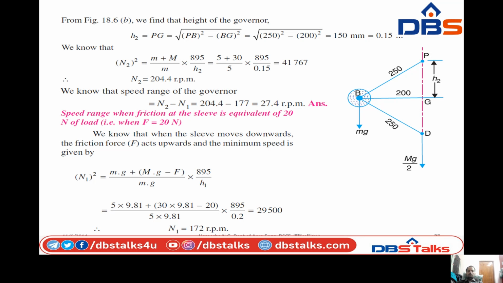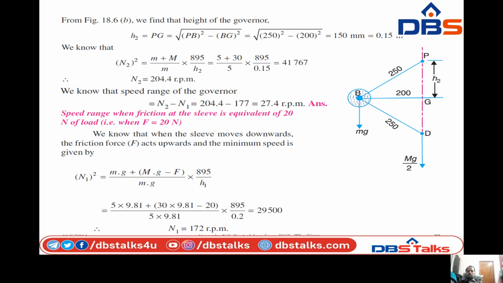given by N1 squared equals (m plus M), that means small m plus capital M. Where the friction is acting, the dead weight or sleeve weight is concerned. So there we have to subtract the frictional force. Friction is nothing but the loss only. So we have to subtract it from the dead weight: (m plus M minus F) by m. That is the only difference. So we have to subtract the weight or the mass.